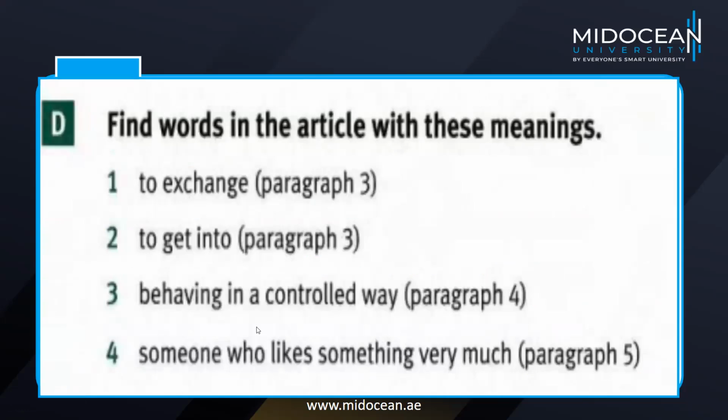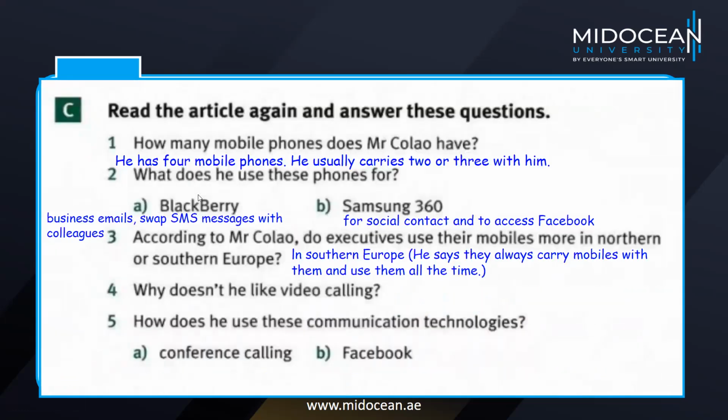In exercise number D, guys, find words in the article with these meanings. Number 1, to exchange. Number 2, to get into. Number 3, behaving in a controlled way. Number 4, someone who likes something very much. فأنا عايز أجيب المعنى بتاعها من الباراجرافز. أرجع لباراجراف 3 وأشوف to exchange.